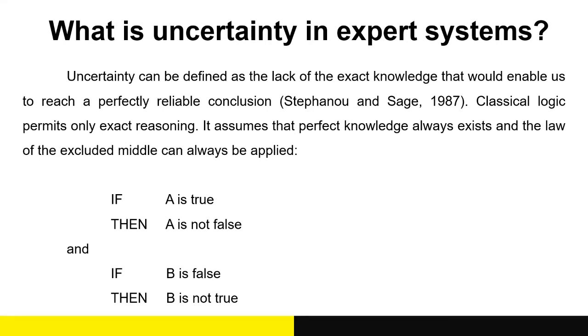However, classical logic permits only exact reasoning. It assumes that perfect knowledge always exists and the law of the excluded middle can always be applied. So, classical logic is a system of reasoning na nag-a-assume po ng every statement is either true or false and that there is no middle ground. So, it means po na kung ang isang statement ay true, then its negation or yung kabaliktaran niya must be false and vice versa. In other words, there is no third option, such as a statement being neither true nor false. For example, if A is true, then A is not false, and if B is false, then B is not true.